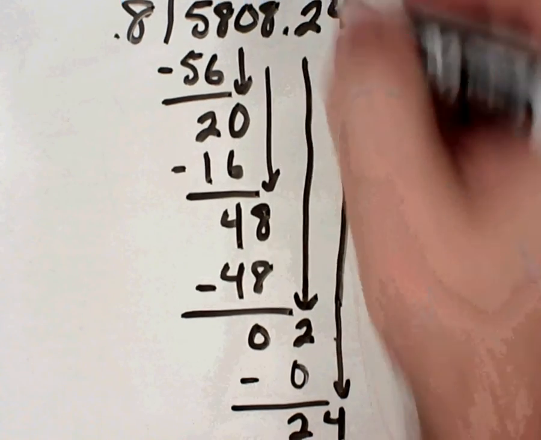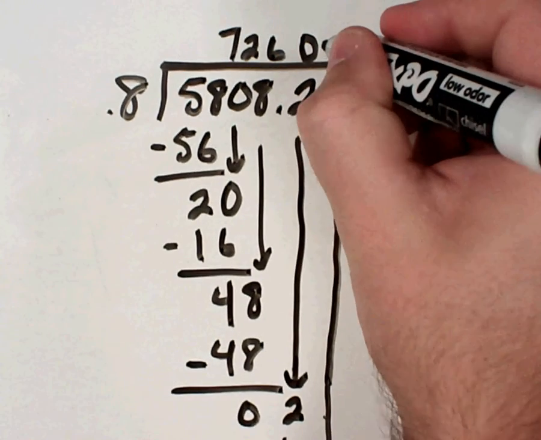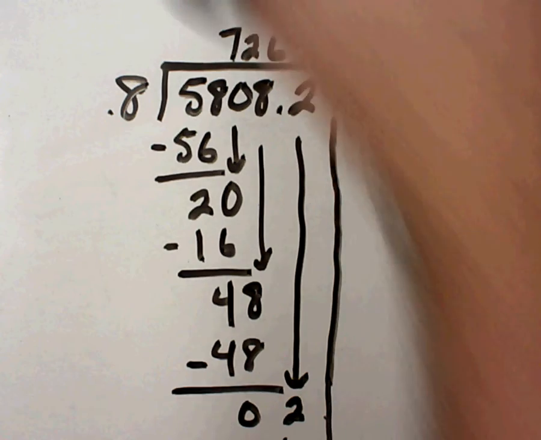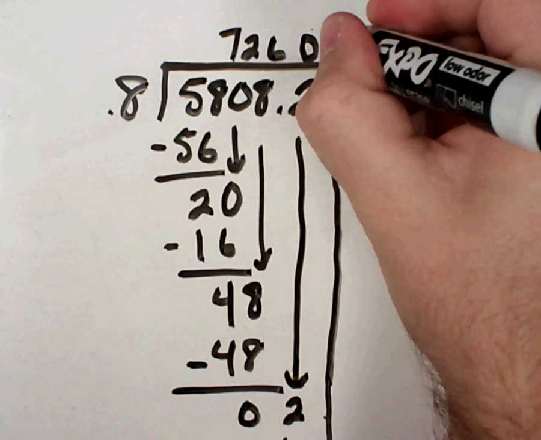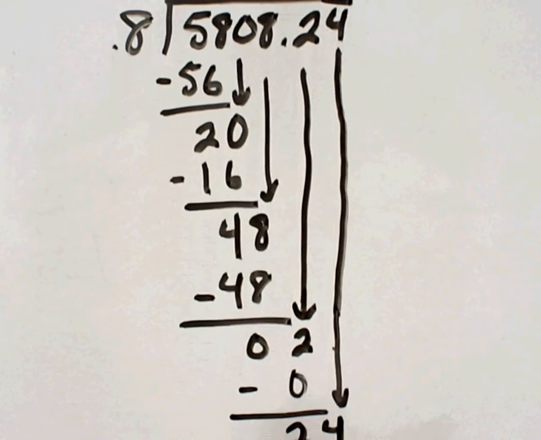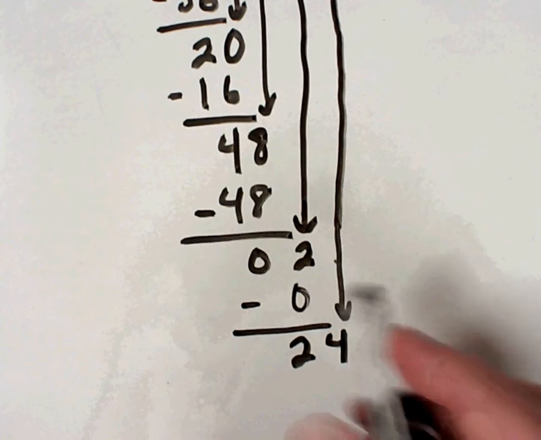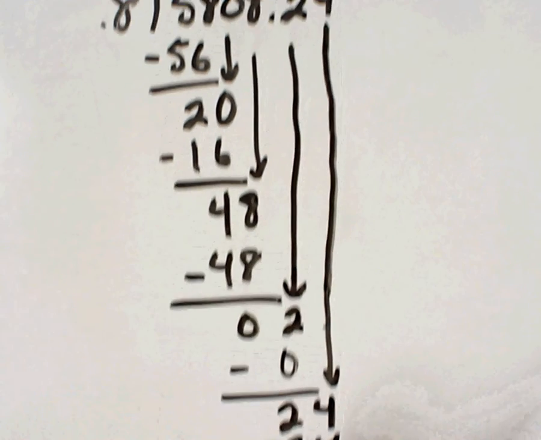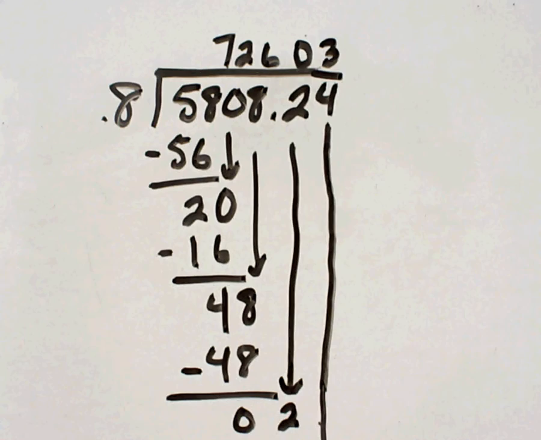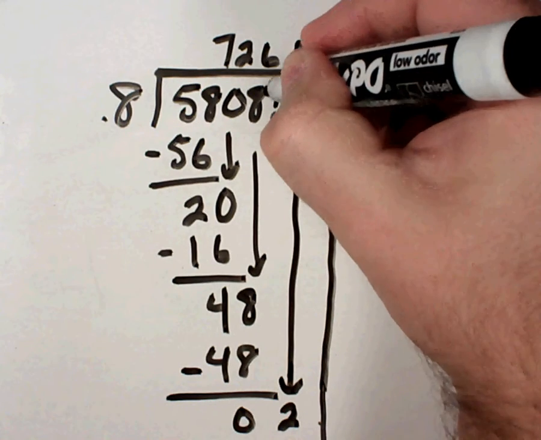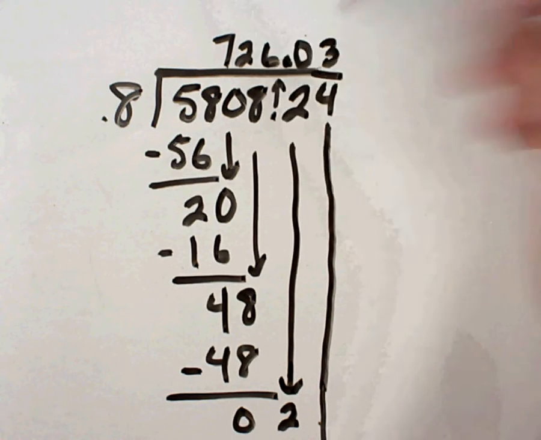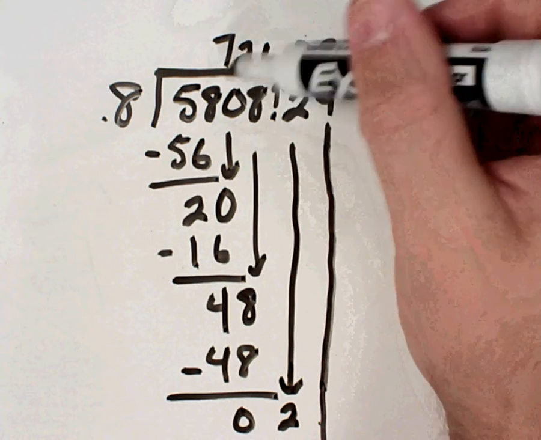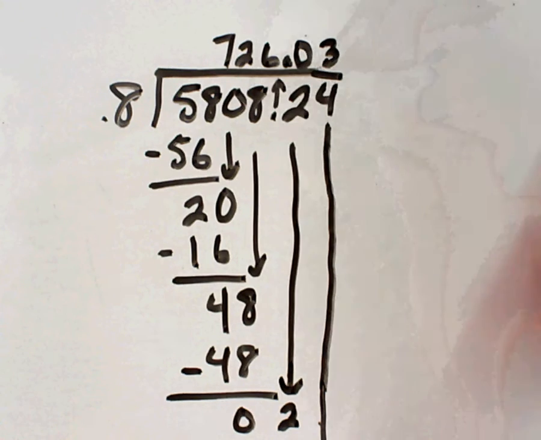8 goes into 24 3 times. Sorry, I'm trying to write very small and my marker's kind of fat. 3 times 8 gives me 24, and so I get 0 remainder. And again, all I need to do once I've done my computation is take my decimal and shift it right up there. And that's it. As long as you are making sure things are lined up, you shouldn't really have an issue with making sure your decimal's in the right spot.